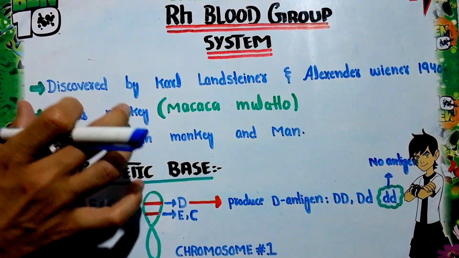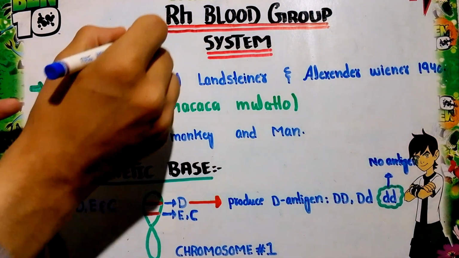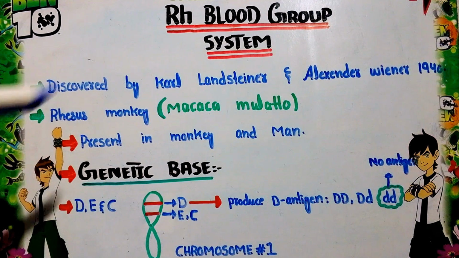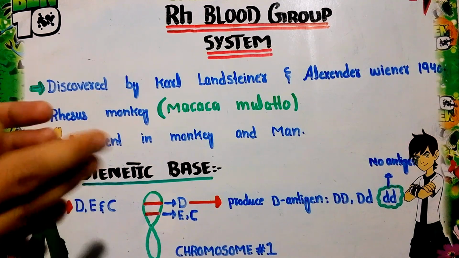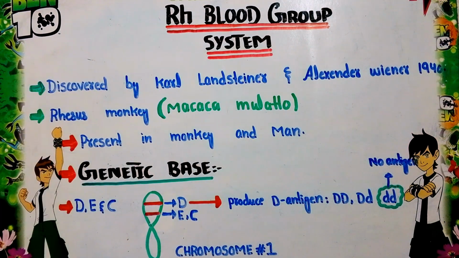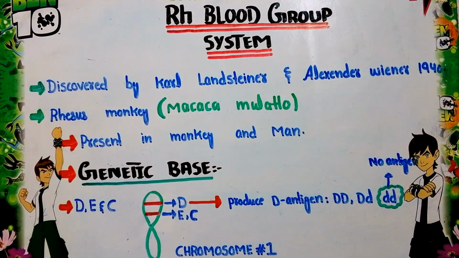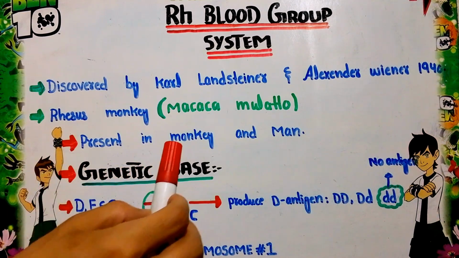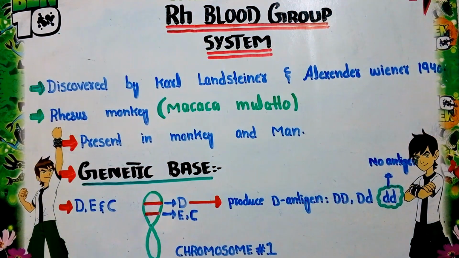The Rh blood group system was discovered in this monkey. So that's why we call it Rh. Rh means rhesus monkey. Now, this is about who discovered the Rh blood group and why it is called the Rh blood group. Now let us talk about in which organisms this Rh blood group system is present. Mainly it is present in monkeys and humans. So this is about the occurrence of the Rh blood group system.